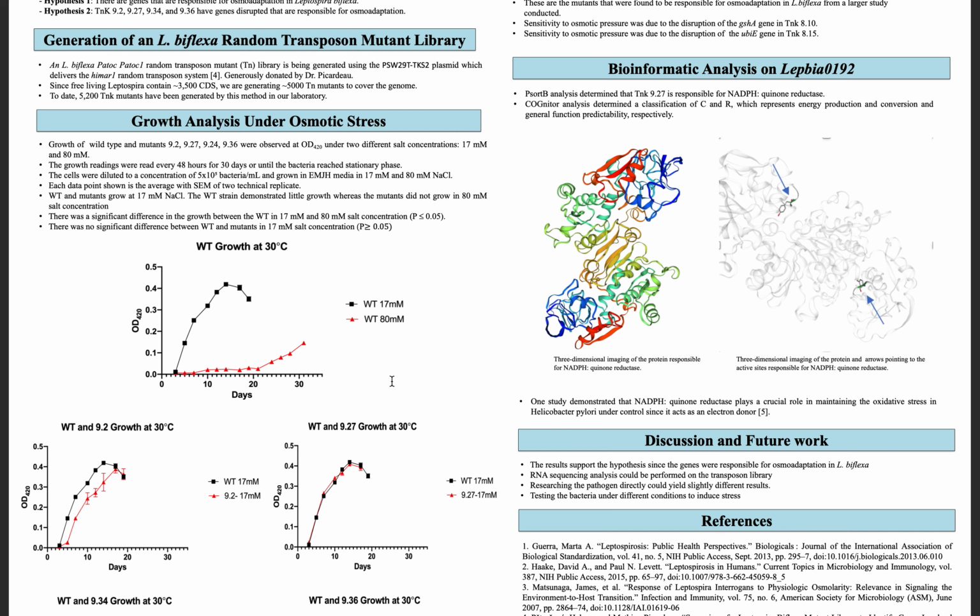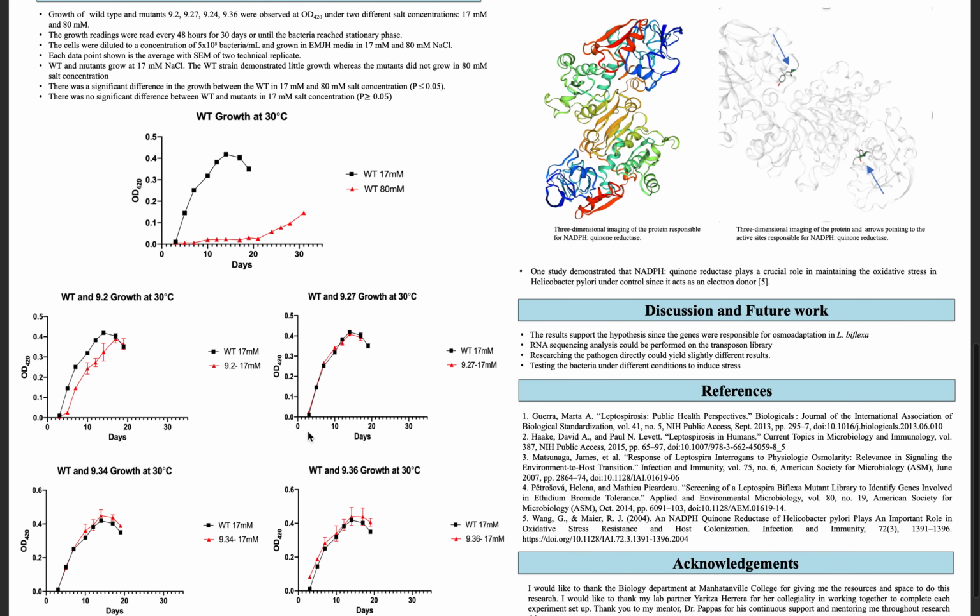They were grown under 17 millimolar salt concentration, which is a standard amount of salt where there isn't any osmotic stress on the cells, and 80 millimolar where there is osmotic pressure. The wild types were tested to ensure they grew well under each osmotic condition. Although what's being measured isn't cell counts but optical density, it still demonstrates a nice curve showing the bacteria's ability to grow. The wild type grew in the 17 millimolar salt concentration, but not in the 80 millimolar, and there was a significant difference between the wild types in these concentrations.